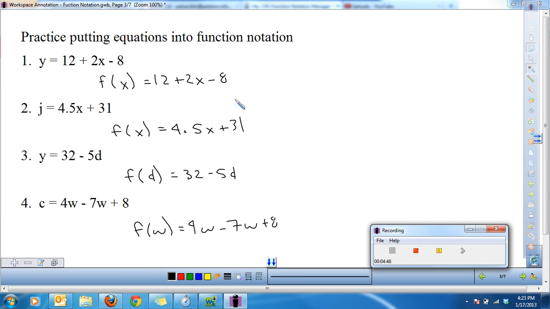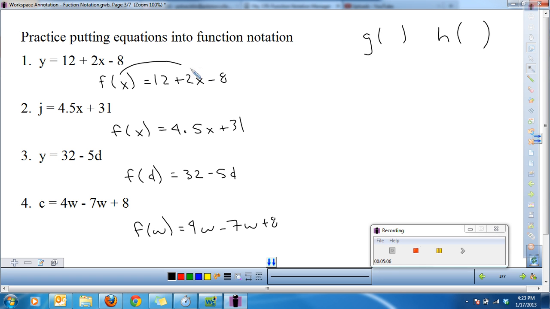Okay. Now, here are the answers. There's a couple of things I want you to notice. First of all, I've used f of x, f of and whatever the variable was, on all of these examples. You could have also had g of, if you wanted to, or h of. Either one of those are fine. The other important thing to see is that your variable that is here matches what is here. These two things need to match. So x and x, x and x, d and d, w and w. Make sure that those match each other.